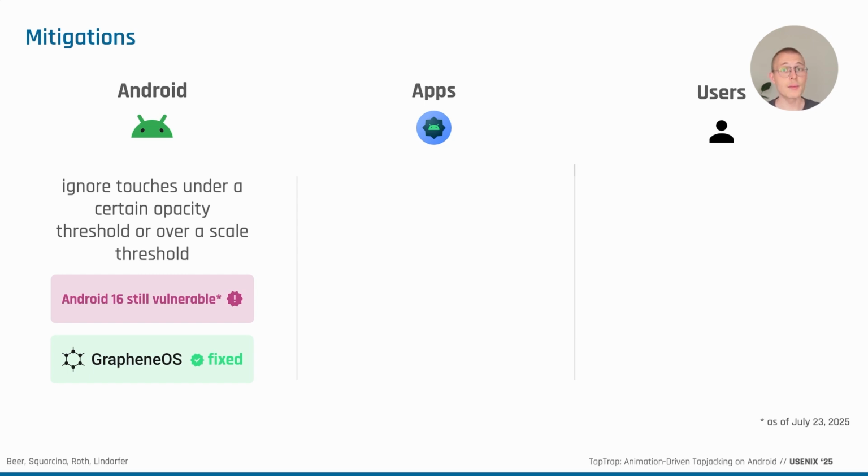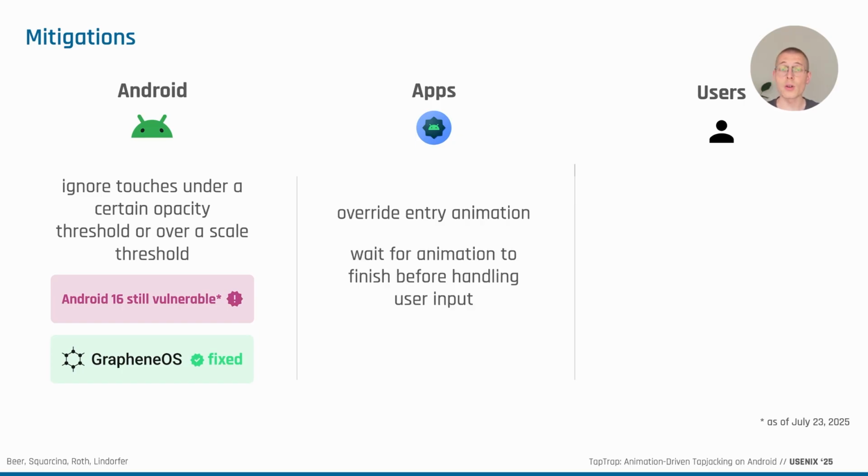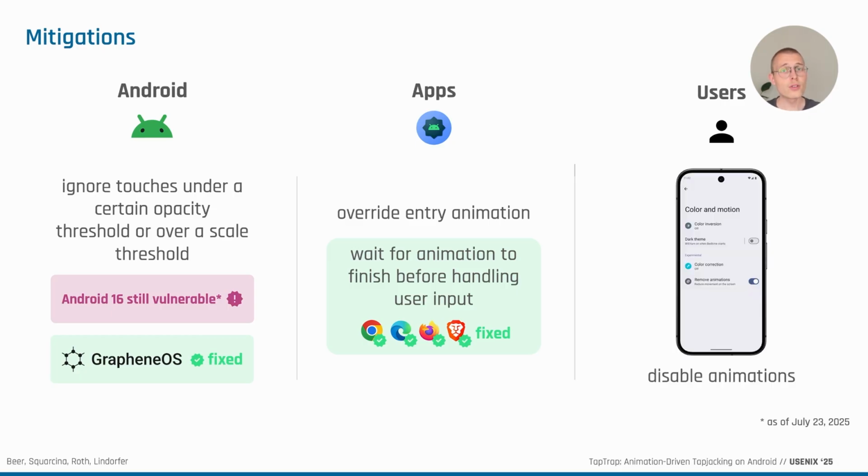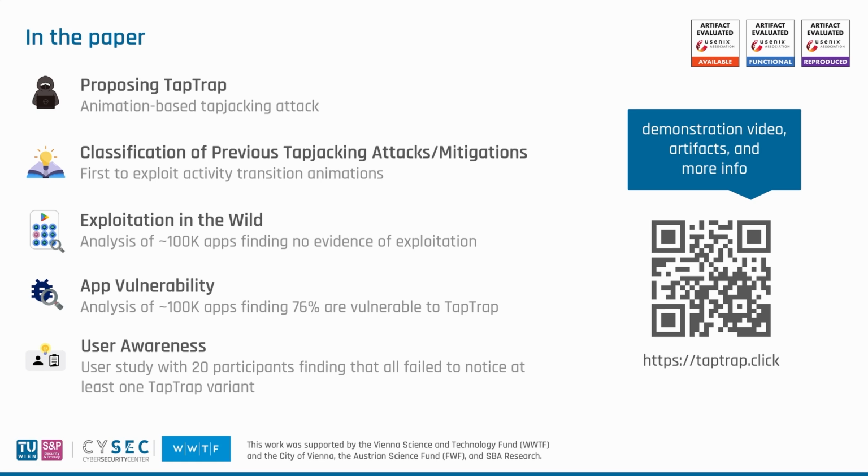Also, apps can protect themselves. Apps can, for example, override the entry animation, or they can wait for the entry animation to finish before handling user input. And this is a strategy that the major browser vendors have implemented after we've reported the issue to them. And for users to protect themselves until a platform level fix is available, they can disable animations in the accessibility settings. This already brings me to the end.